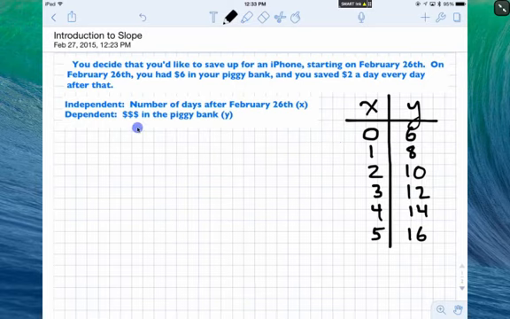I think that equation would be: the number of dollars we have in the piggy bank started at $6 and went up by $2 every day that went by. So Y equals 6 plus 2 times X.